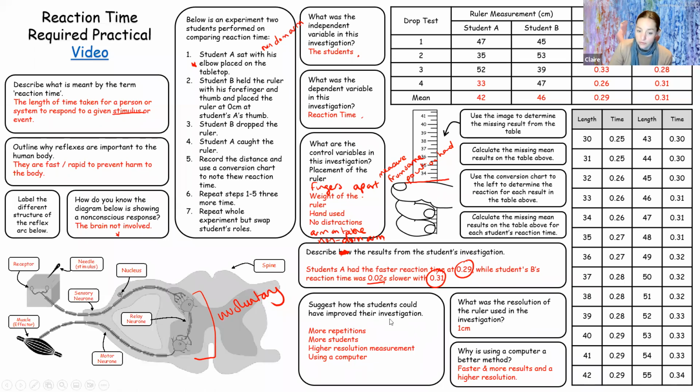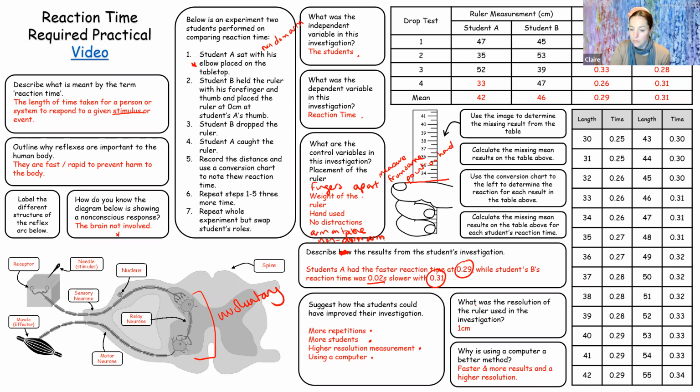Suggest how students could improve. So again, we normally do about 10 reps each for this one. So yeah, more reps. You could compare more students, use high resolution measurements. So your ruler here, it's only to 0.5. You could go down to the nitty-gritty millimeters. So your resolution, using some sort of computer to measure. I don't know what, or you could film it, go slow-mo. There are other computerized ways of doing this.